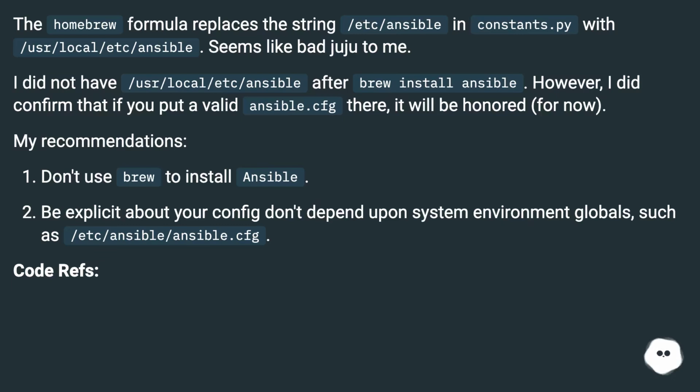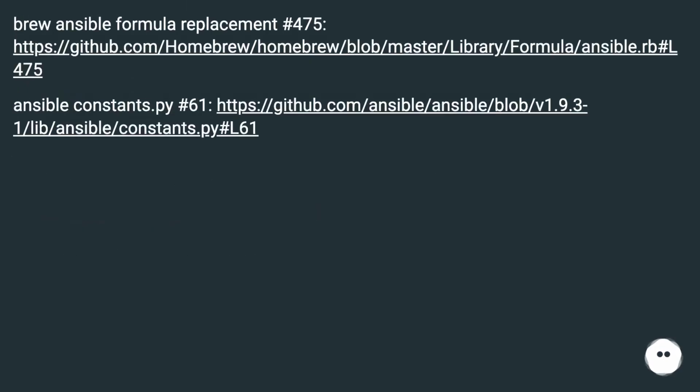My recommendations: don't use brew to install Ansible. Be explicit about your config. Don't depend upon system environment globals, such as /etc/ansible.cfg. Code references: the brew ansible formula replacement, line 75, at this URL; and ansible constants.py, line 61, at this URL.